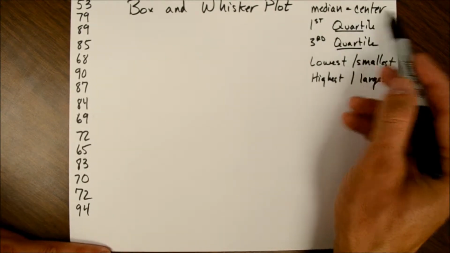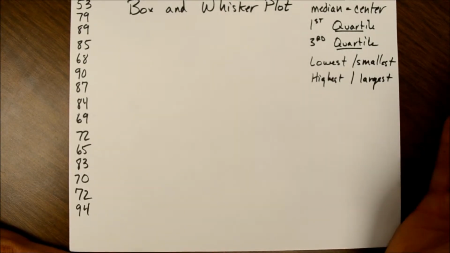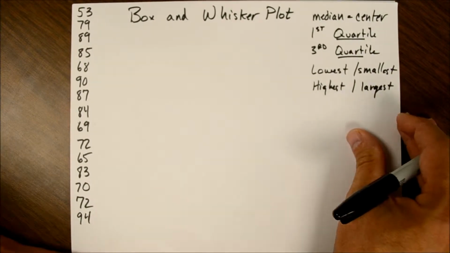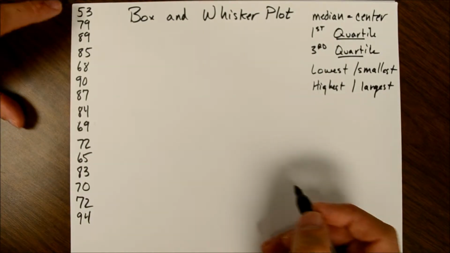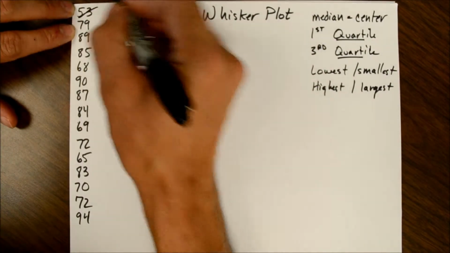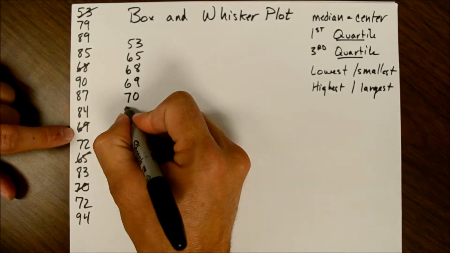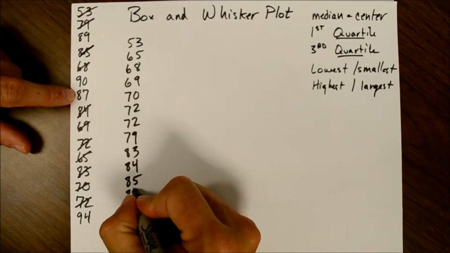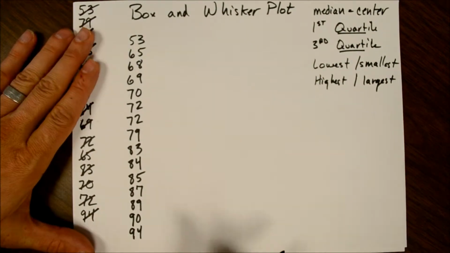Well, if we want to find the center number and all of these different things, we actually need to put our numbers in order. So the first item of business to creating a box and whisker plot is actually to put the numbers in order. So let's do that. Looks like the smallest number is 53. There we go. The numbers are now in order.